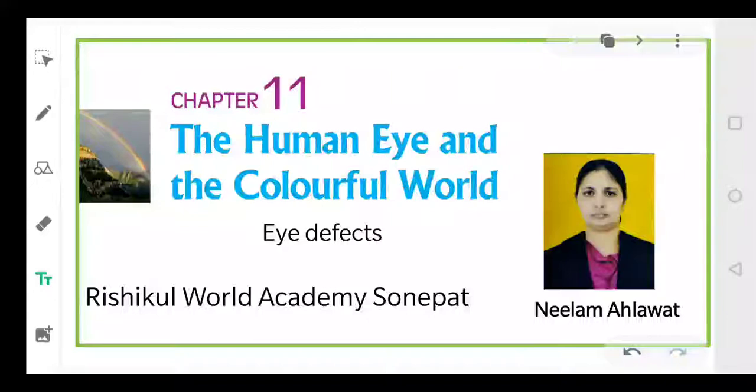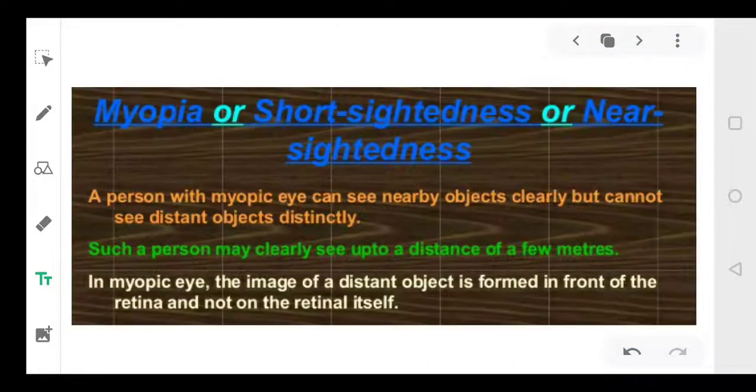Yesterday we talked about the various parts of the human eye and how different parts perform different functions. Today we'll talk about the various eye defects, the disorders or defects associated with eyes that decrease your normal power of vision. Keep your books and notebooks ready so that we can start. The first defect is called myopia.